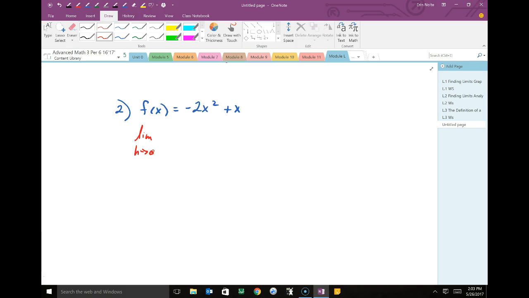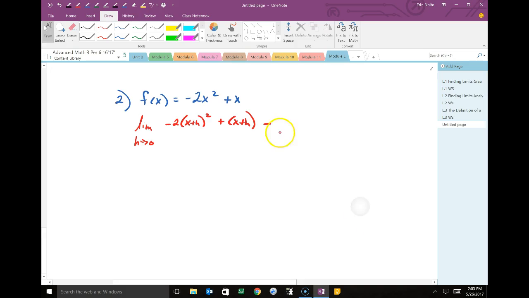You plug in what? Good, we start by plugging in the x plus h into the x. Now this time I have two x's, so I have to plug x plus h in twice. So -2 times x plus h squared plus x plus h. Okay, then what does it say? Minus f of x. Good, and make sure that you use parentheses because we're going to subtract two terms, right? All over.